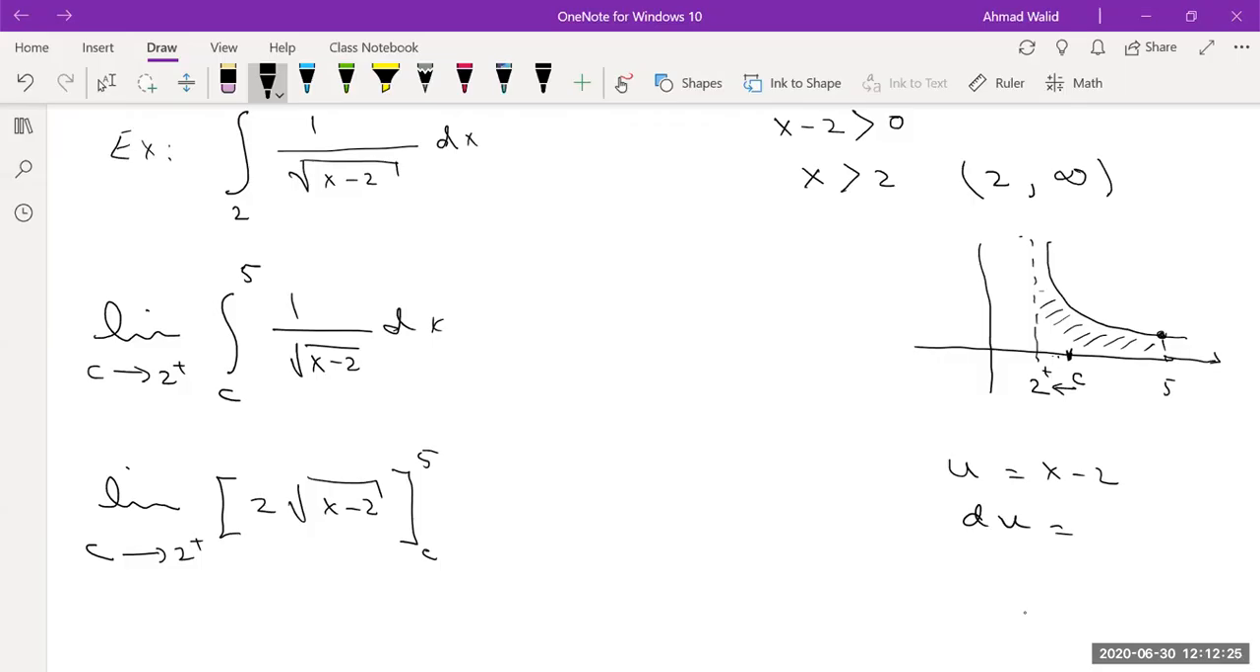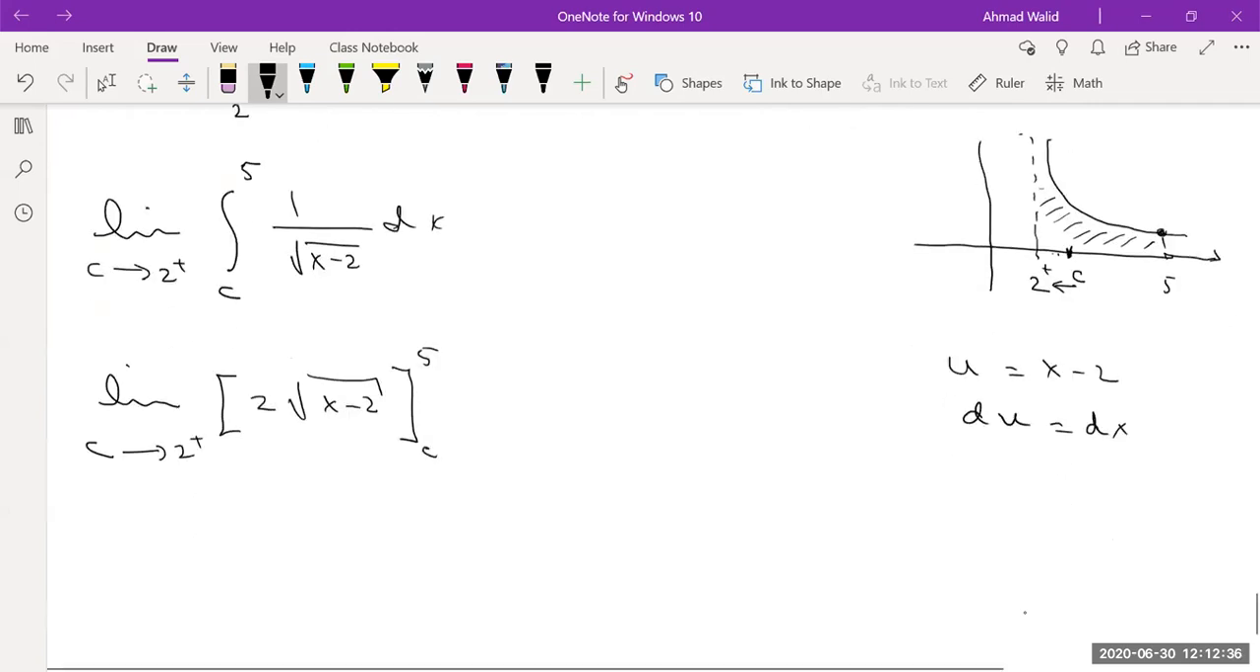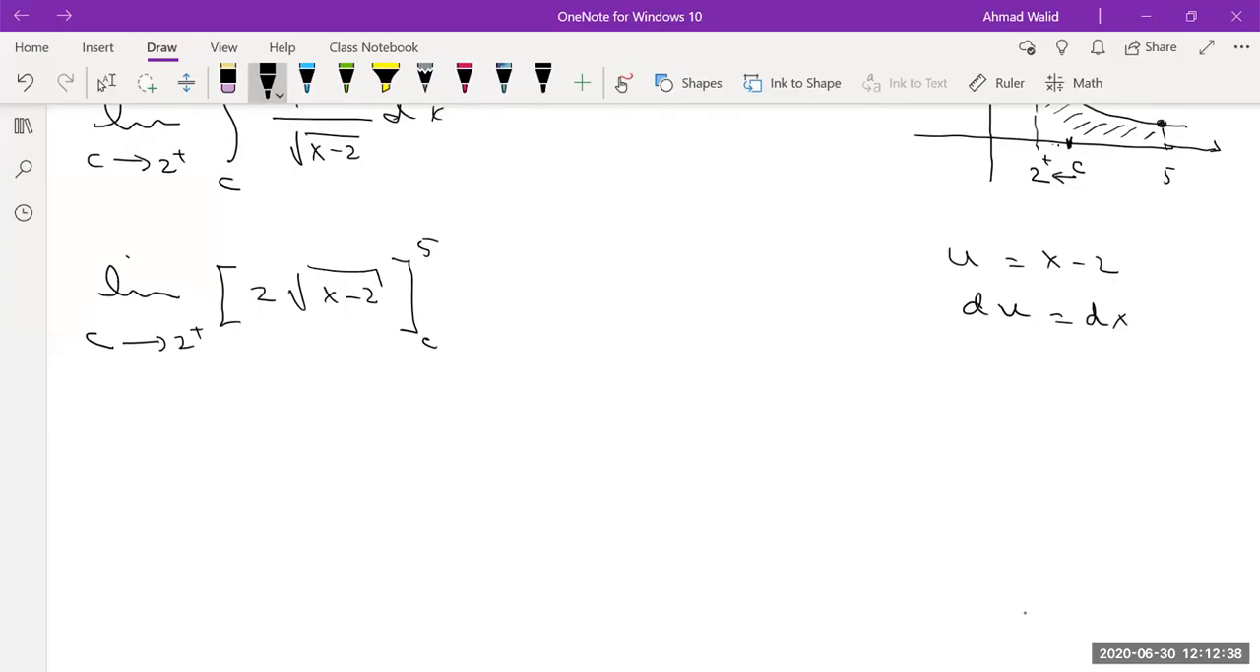if u is x minus 2, du equals what? dx. You see 1 dx here? You do the substitution at home. You can do 2 more steps here. Then you reach my answer. You have this practice now. Now plug in the upper limit and plug in the lower limit.